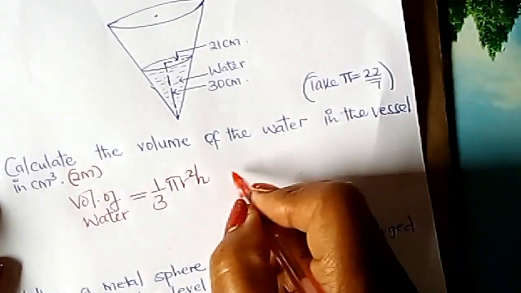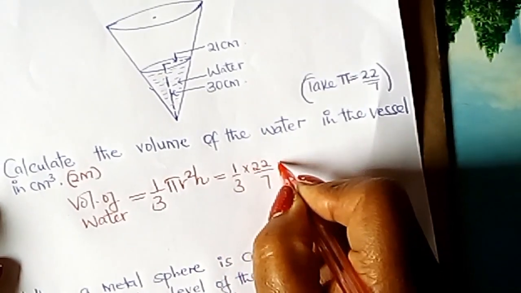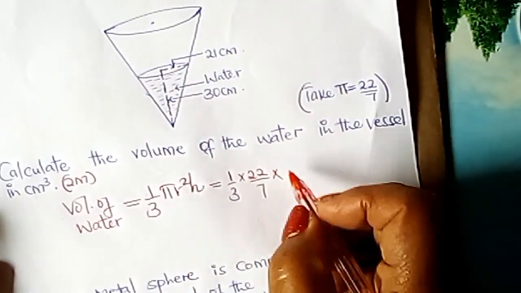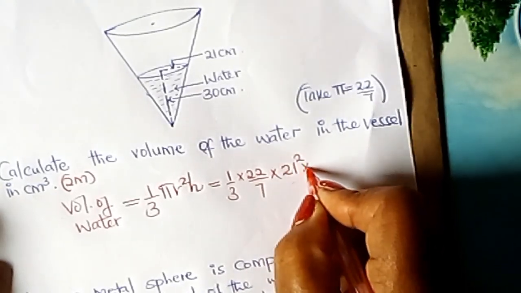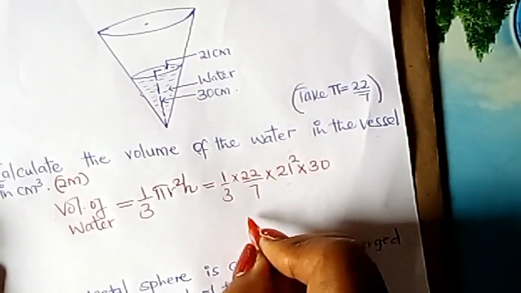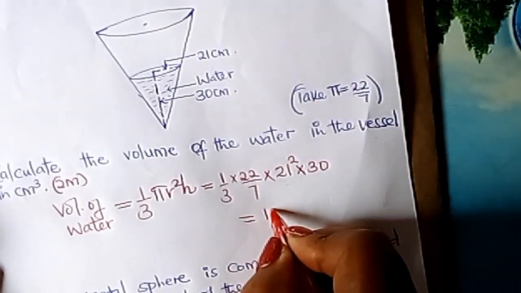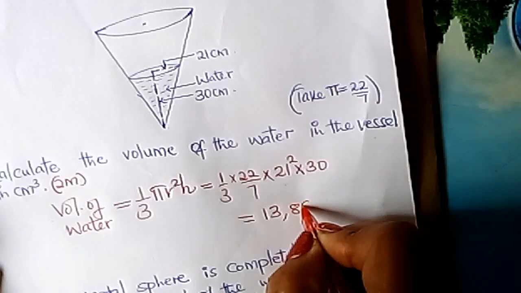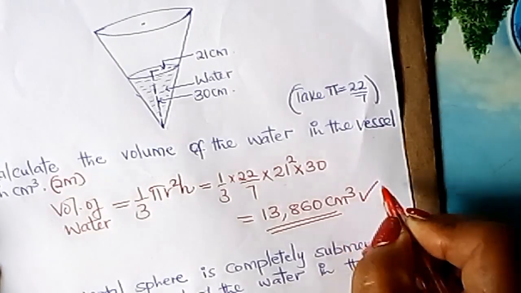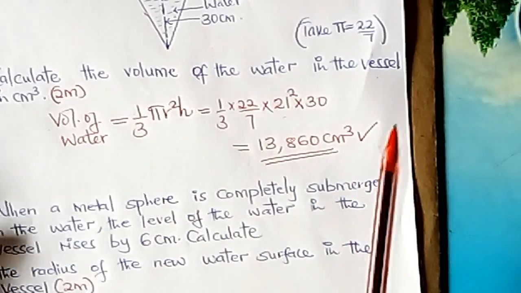This is the formula, and therefore you just come and say this is 1/3 times 22/7 times r squared. Your r, Lana, is 21, so 21 squared times the height of our cone, which is 30. You work that out using a calculator, and you should get 13,860 centimeters cubed. This is the volume of the water in the cone. It is taking the shape of the cone. That is why we have used that formula.